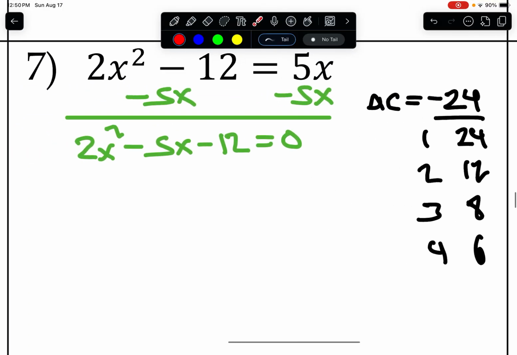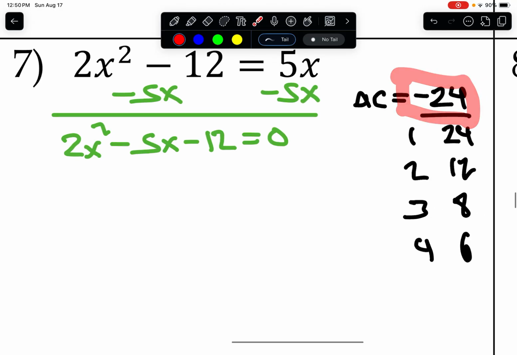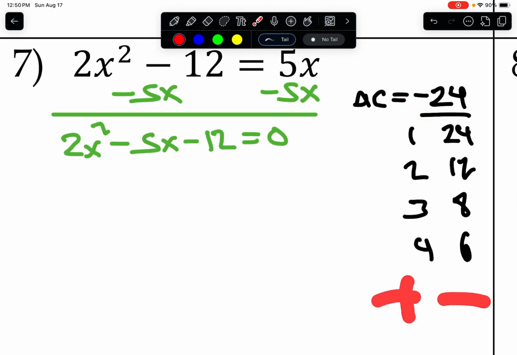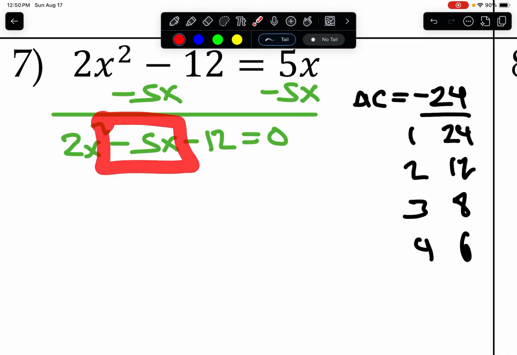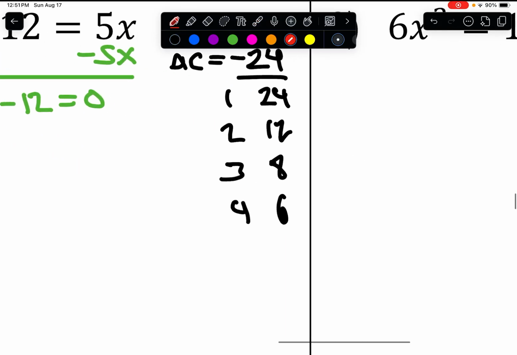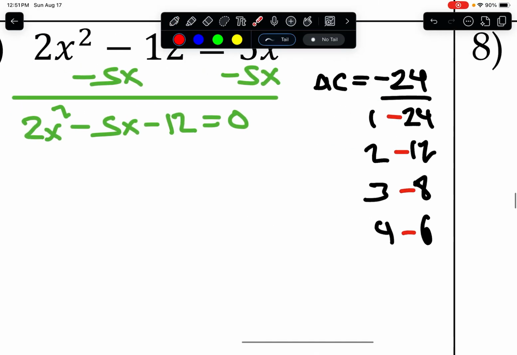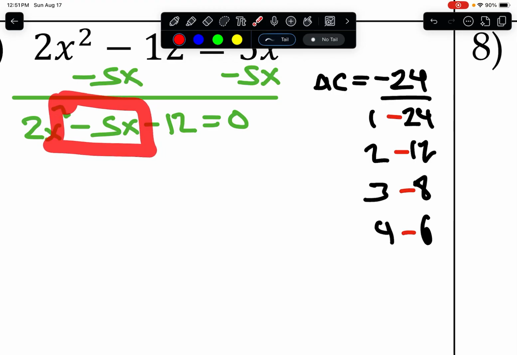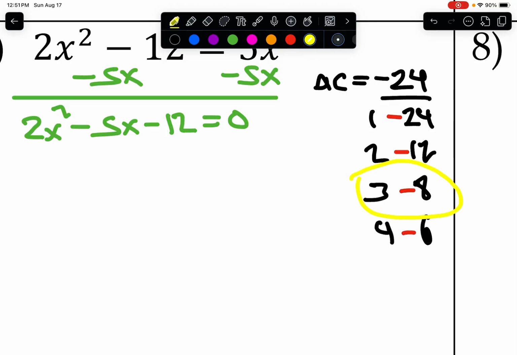Now keep in mind, these multiply to a negative, which tells me we either need a positive negative or a negative positive combination. So if you look, they add up to a negative. So if your two values add up to a negative, that means your bigger number has to be negative. So in this group over here, I'm going to make all the bigger factors negative. And now I'm looking for the factors that add up to a negative 5. That would be 3 and negative 8. So I'm going to split the middle using 3 and negative 8.